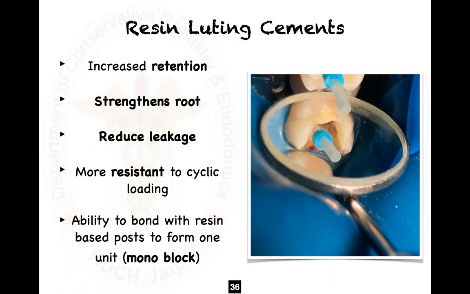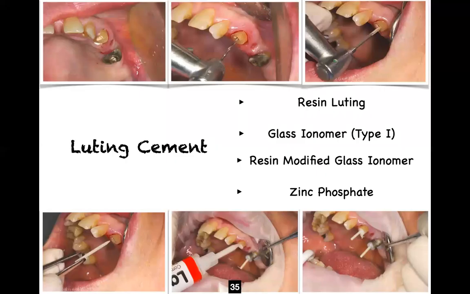As I told you, when the post and core come together, they form one assembly like a monoblock. But if we have a custom cast post, the one we make with the wax pattern, formed in the laboratory and coming as one unit, which is your metal cast post and core, then there is no worry.